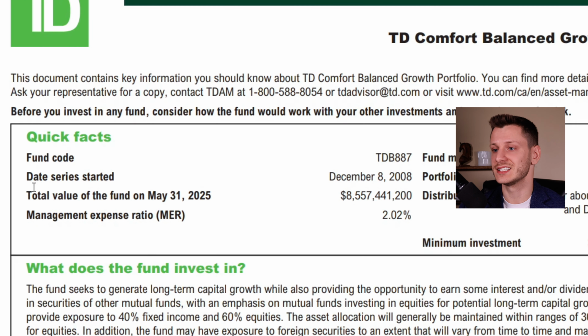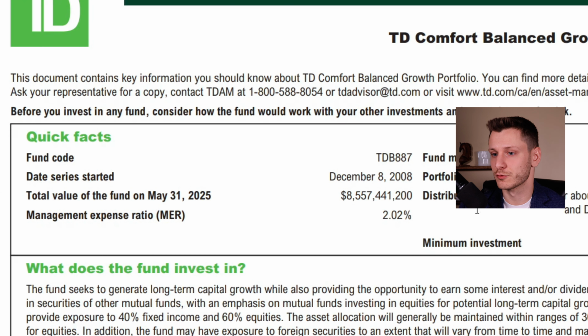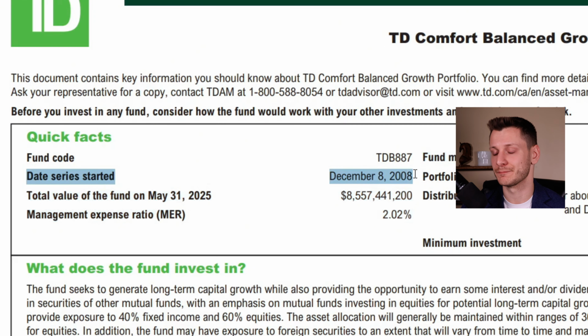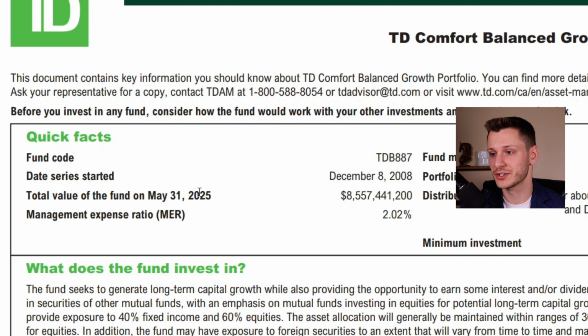So the first thing we're going to see is the quick facts, basically just an overview. What's important to look at is the date that this actually started. If it's a brand new fund, you won't have much history to look at. Although this one was created in 2008, we're going to have quite a bit of history to look at. Now here you can see that there's $8.5 billion invested in this fund currently.